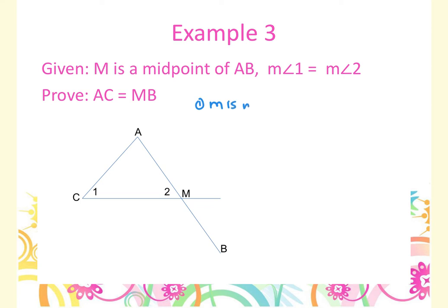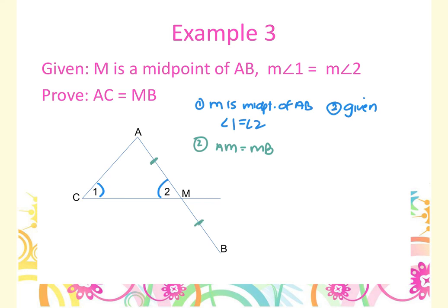M is the midpoint of AB, and angle 1 equals angle 2. And that's my given. I can already mark angle 1 and angle 2. What does the midpoint mean? What does that tell you, Jonathan? That is the exact middle of it, or the 2 sides equal. Okay, good. So I could say AM equals MB. So this equals this. And that's the definition of a midpoint.